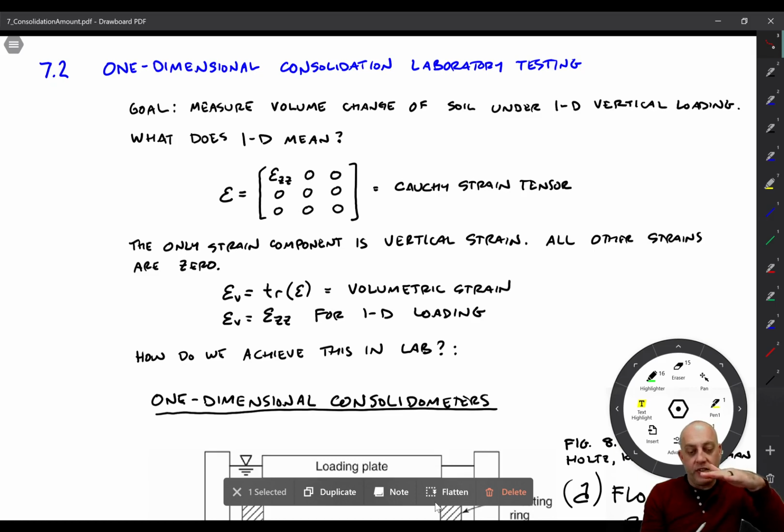Like in a triaxial test, we strain the soil vertically, but it bulges horizontally. So in that case, you can't compute the volumetric strain based on the vertical strain. You have to measure it by the amount of water that's flowing in or out of the specimen generally. Okay, for consolidation testing, it's a special case. We're constraining the strain to only be vertical, so vertical and volumetric happen to be the same.